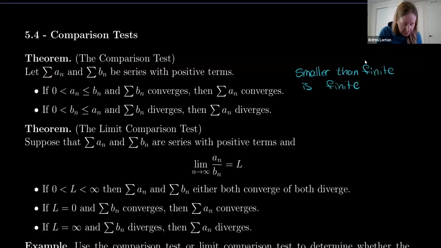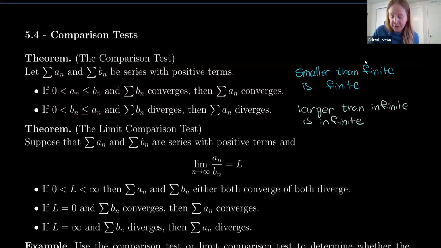And then if we flip all of those inequalities and think of it the other way around, if b sub n is smaller than or equal to a sub n, and b sub n diverges, then the sum of a sub n would diverge. So that's just flipping the idea that if we already know that b sub n diverges, maybe it shoots off to infinity, and a sub n is bigger than b sub n, well, bigger than infinite is still infinite.